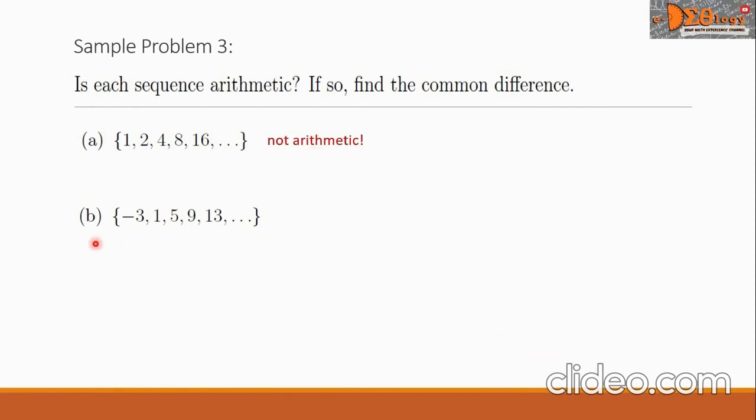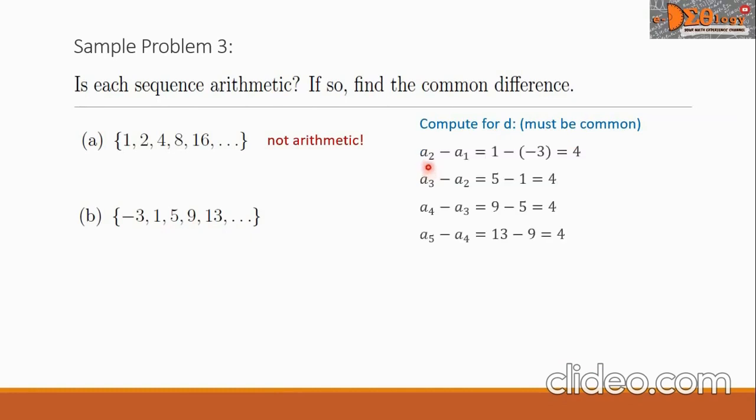Let us go to sequence B. The first term is -3, second is 1, third term is 5, fourth is 9, fifth term is 13. Again, we will compute for D, and it must be common. A sub 2 minus A sub 1 equals 1 minus -3, and that is equal to 4.